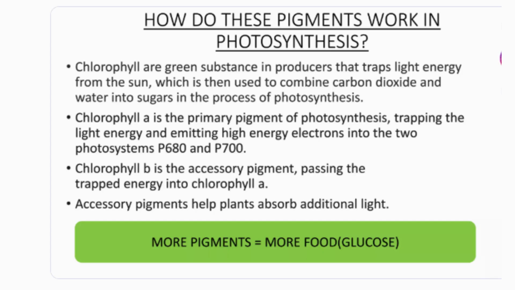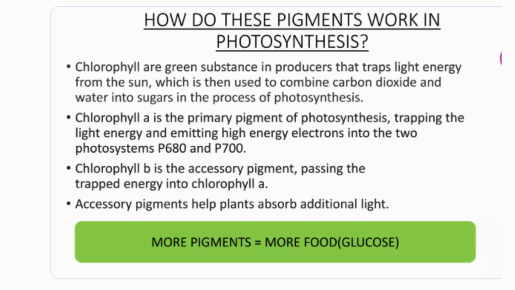So now the question is, how do these pigments work in photosynthesis? Basically, chlorophylls are green substances in plants that trap light energy from the sun, which is then used to combine carbon dioxide and water into sugar. Chlorophyll is the primary pigment of photosynthesis, trapping the light energy and emitting high-energy electrons into the two photosystems, photosystem 680 and photosystem 700. Chlorophyll B is the accessory pigment passing the trapped energy into chlorophyll A.